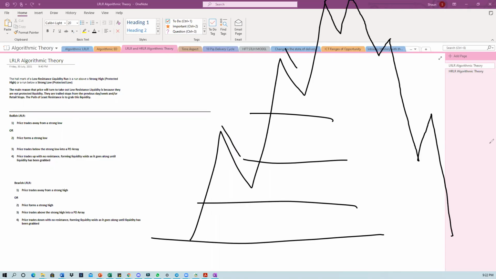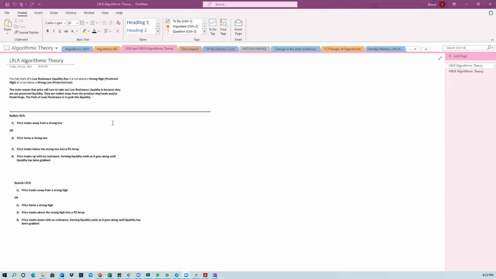That's how it works. Okay, now granted, it's not going to be perfect like this the entire time. There will be hiccups when it runs deeper than it has to, and then goes even higher than it has to. It is what it is. We can't control that and we can't anticipate that, right? We look for the confirmations only and then only we take part in it. Okay, so that is all about low resistance liquidity.